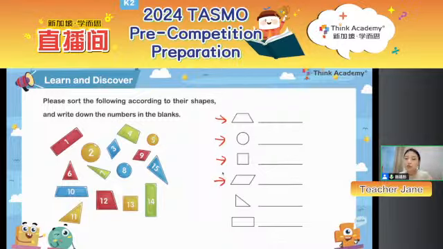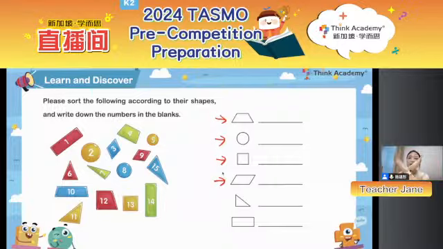Then what does parallel mean? Parallel means that there are 2 lines, no matter how long we extend them, they will never cross each other. For example, is this parallel? Yes or no? Everyone, type in the chat box. Is this parallel?